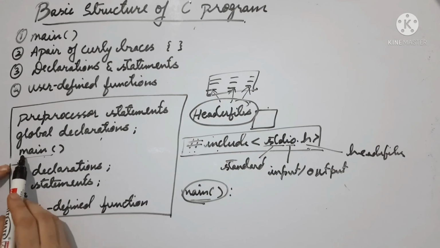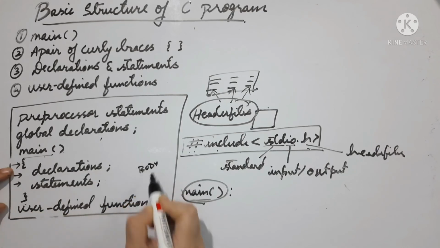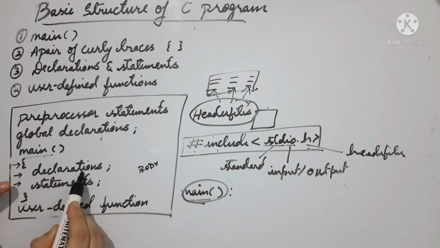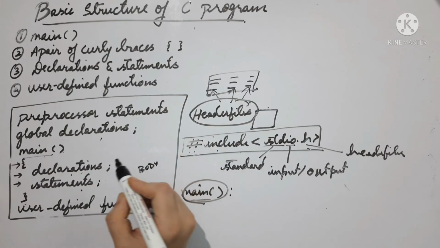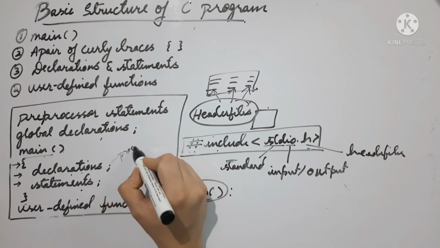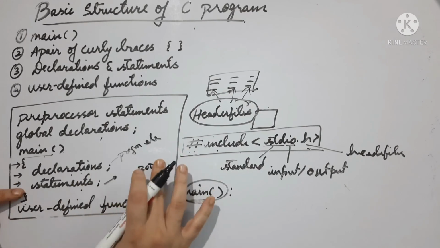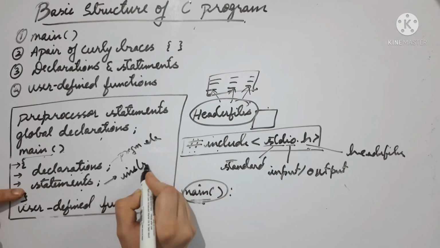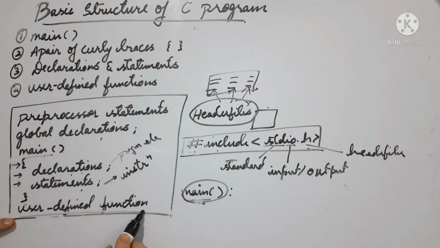Now after writing main, we have to write the curly braces. What is present in these curly braces? This is also called the body. In this body we have a set of declarations and a set of statements. Declarations mean whatever program elements we use. Statements are the set of instructions we are giving the computer, what my computer needs to do. Then at the end, after finishing main, we make use of user defined functions.